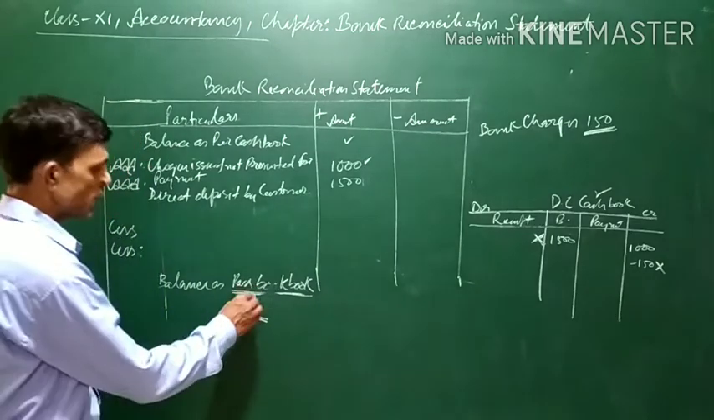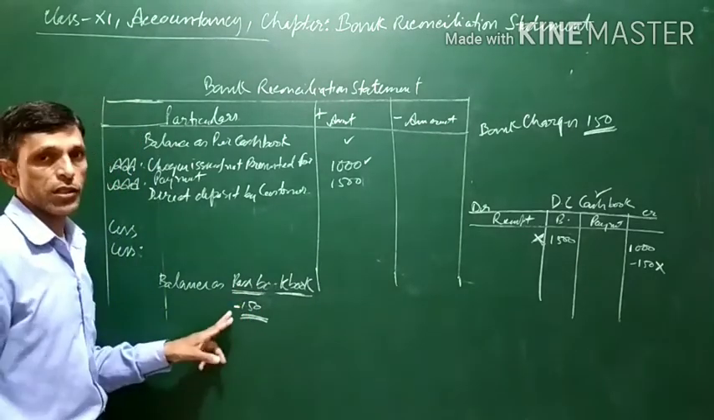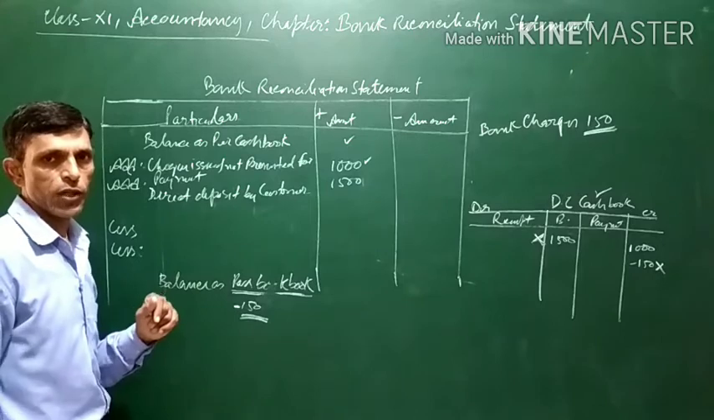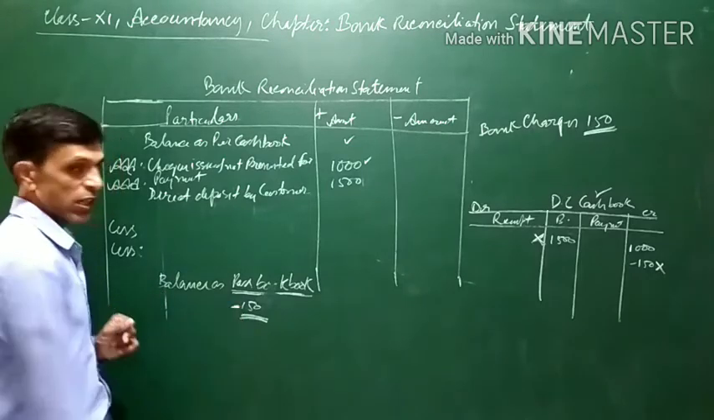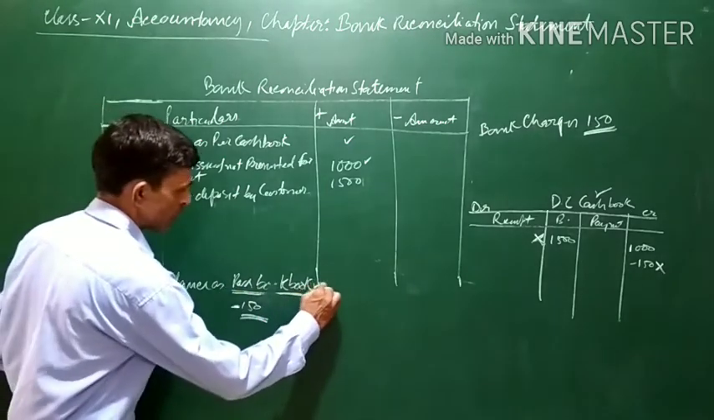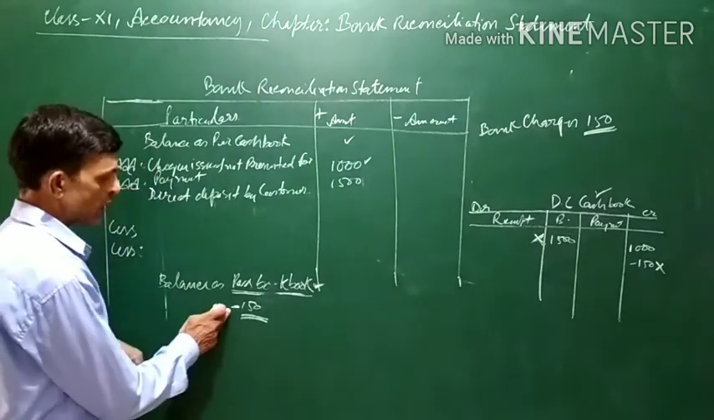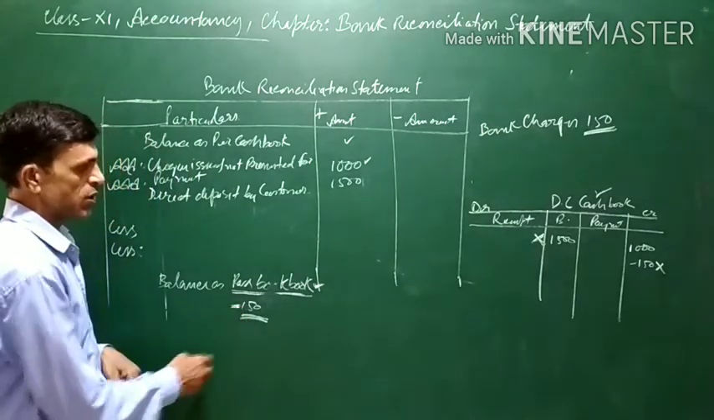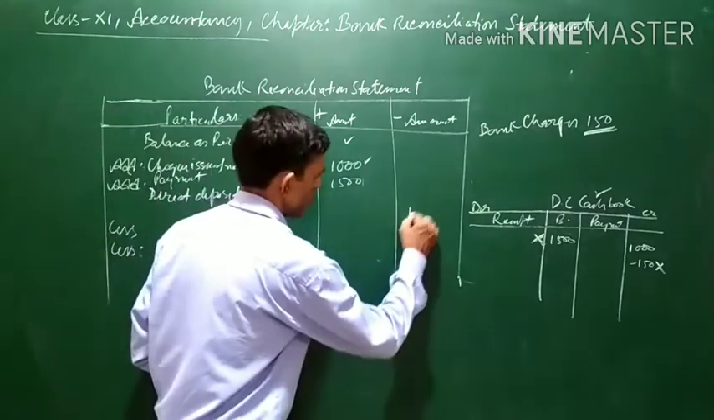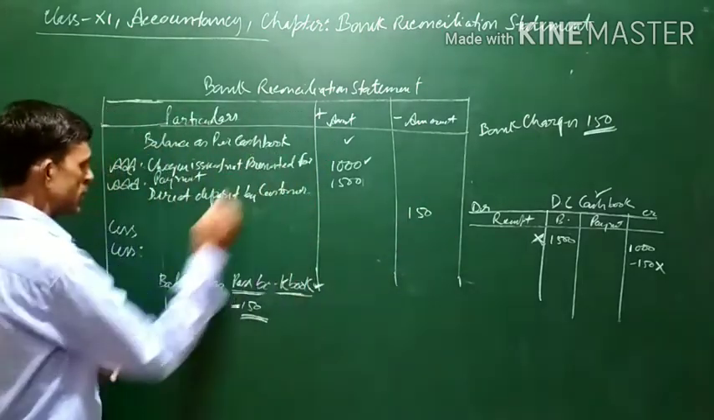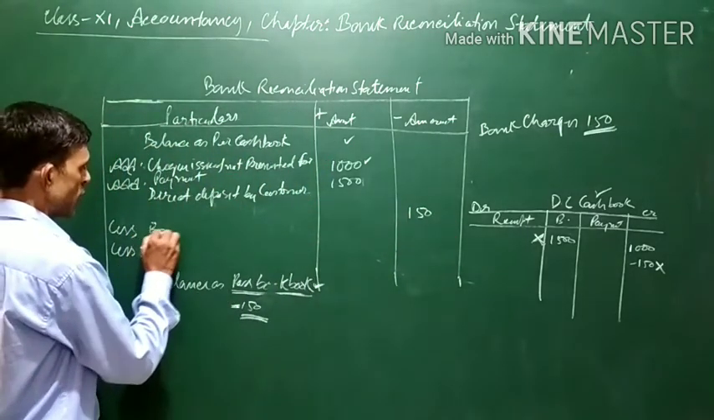But in the passbook, what will be showing? There will be a deduction of 150. Since in the passbook a 150 deduction has been made, and we have to find out the balance as per passbook. So what has happened in the passbook? There is a 150 deduction. So in this case also we will be writing 150 on the minus side: bank charges.